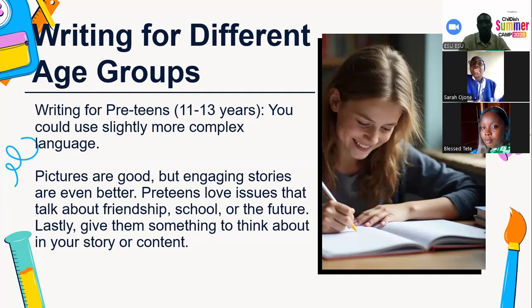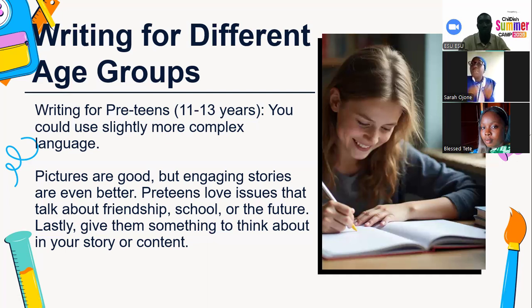So if I'm using only one or two-syllable words for a child, for a preteen that's 11 to 13, I can use bigger words and better spelling, because they are more advanced and there's a possibility that they will be able to understand more content.